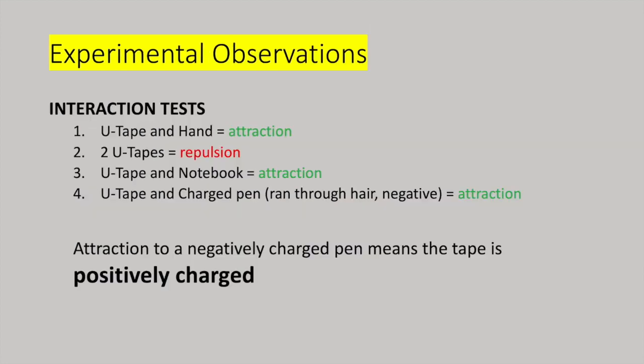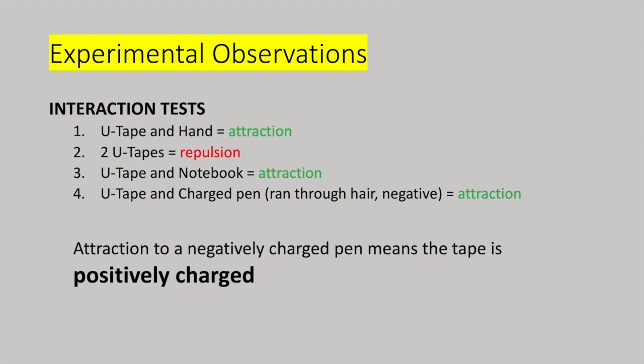Next, let's discuss measurements and calculations for the floating tape section of this lab. The first step of this lab allowed me to make observations about the charge on the tape. First, the charged U-tape and my hand were attracted to one another. Secondly, 2 U-tapes put near each other were repelled. Third, U-tape was attracted to my neutral notebook.